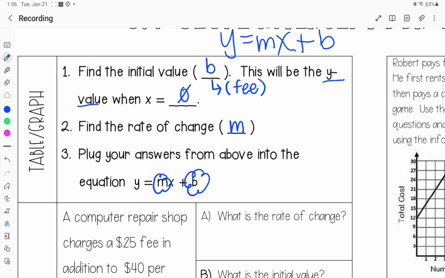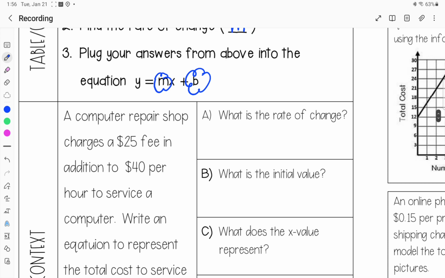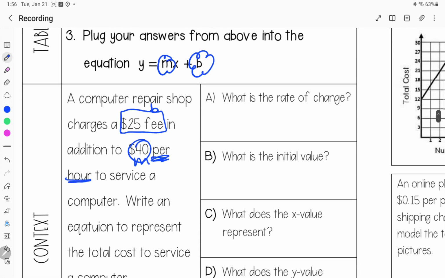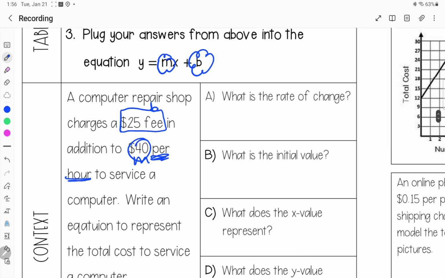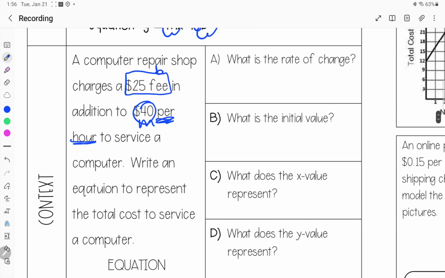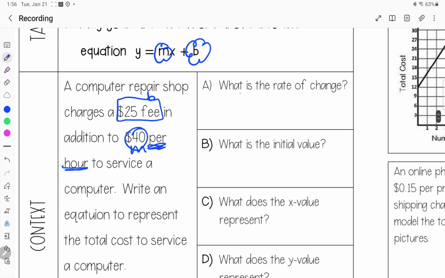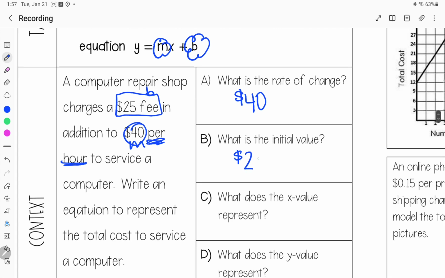All right, so the first question says a computer repair shop charges a $25 fee. So they're just charging a one-time fee. So this is my b, in addition to $40 per hour. So this is my m to service a computer. Write an equation to represent the total cost to service a computer. So our rate of change is $40. Our initial value is the $25 fee.